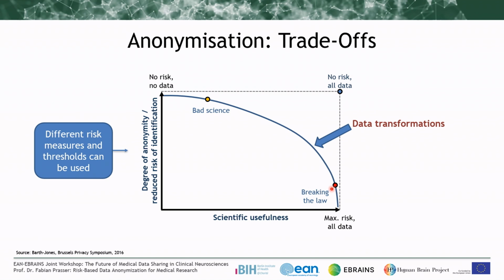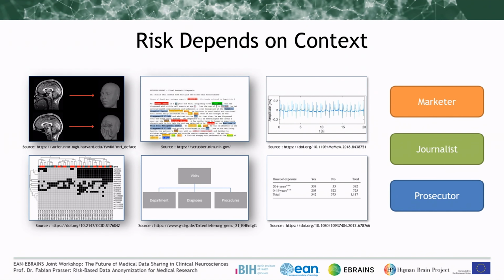The selection and configuration of an anonymization process will determine how the curve looks and how good the trade-off is that we can achieve. One important aspect is the selection of a model for measuring risks, which needs to consider the context in which data is being shared. One important aspect of context is the data itself.